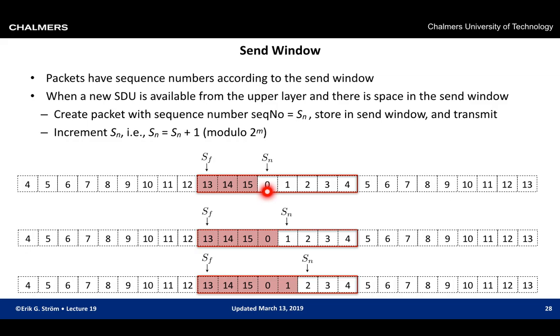So when the next service data unit arrives from above, we form a packet with sequence number 0, we transmit this, and we put this into the send buffer, the send window. And then when the next one comes in, it's sequence number 1. So we keep on doing this until we have filled the entire send window, and then we stop, right? We won't accept any new packets from above.